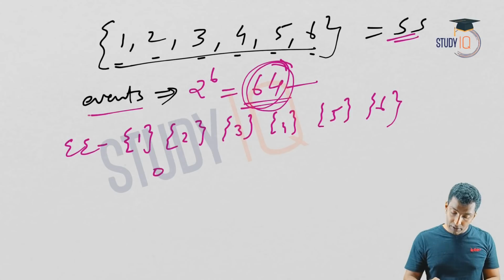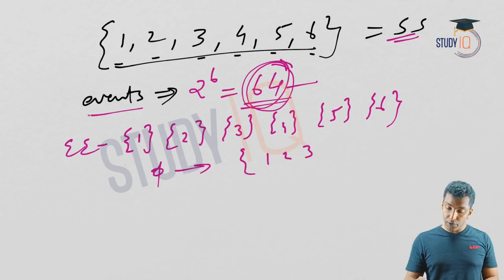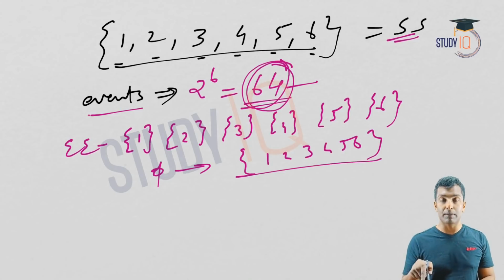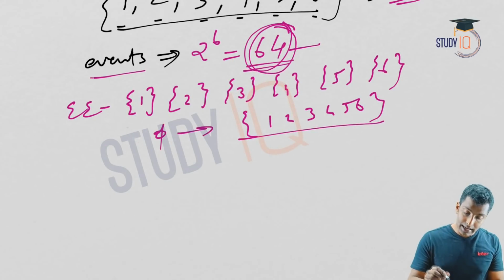Now phi, which is a null set, is also a subset, and 1, 2, 3, 4, 5, 6, that's a set in itself, which is also a subset. Okay, now let's try to understand different events.